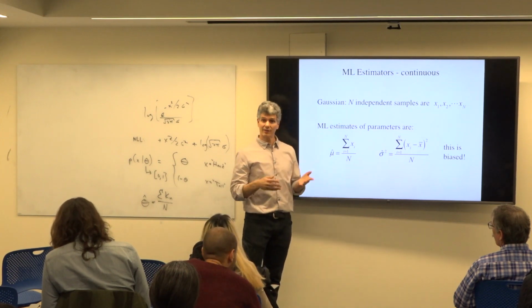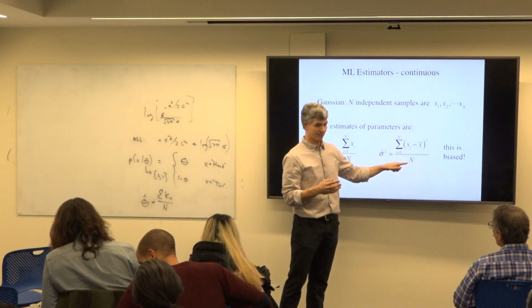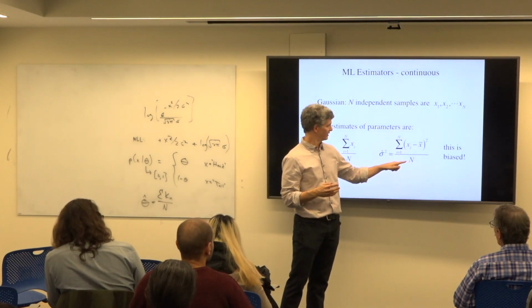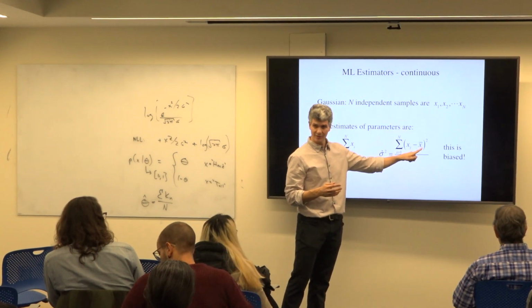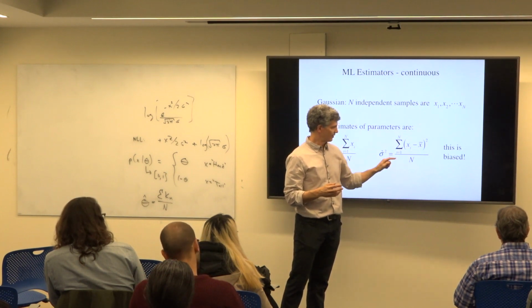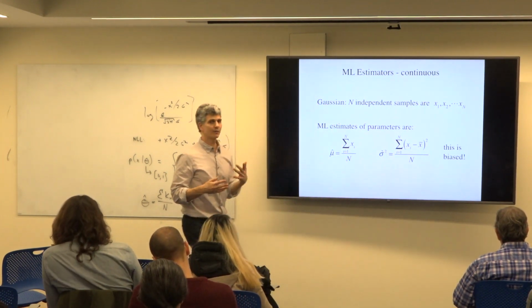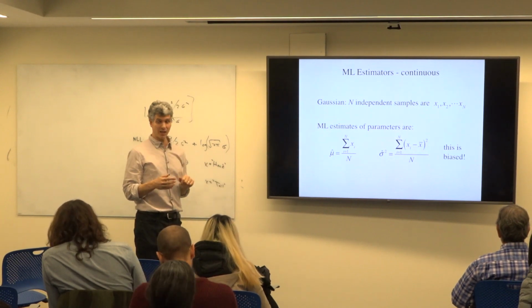When you do the same thing for the standard deviation or the variance, you also get the sample variance. This is the sum of each of these variables minus the estimate of the mean, squared, and divided by n. Then you can go back and ask, are these things unbiased?